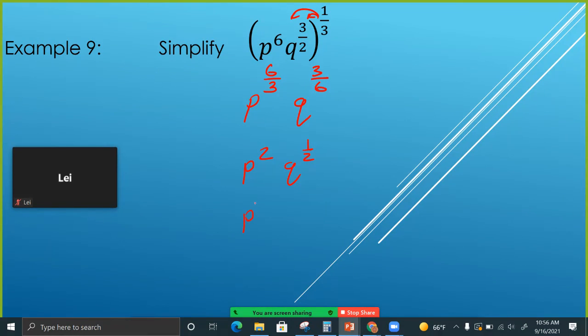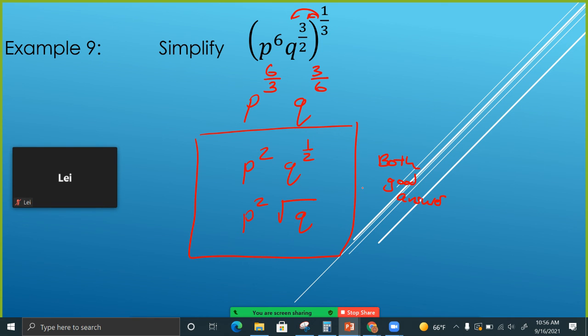Another way to write the answer would be p to the second times the square root of q. These are both legitimate answers, just like that other one. Both good answers. Same thing. Just remember the 1/2 power means square root. So that's all I've changed there.